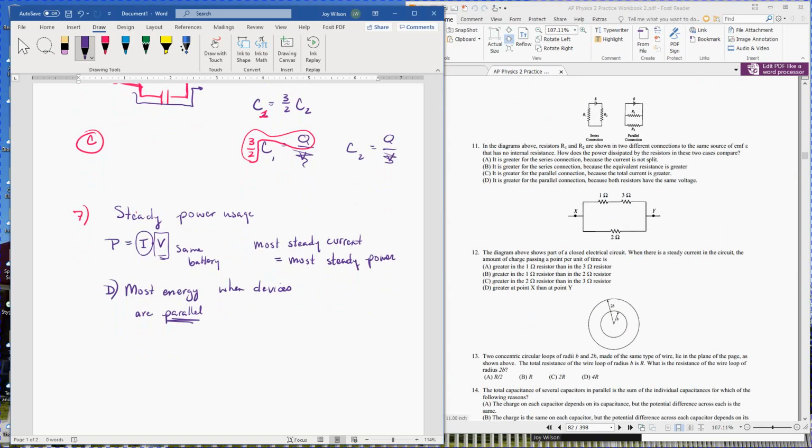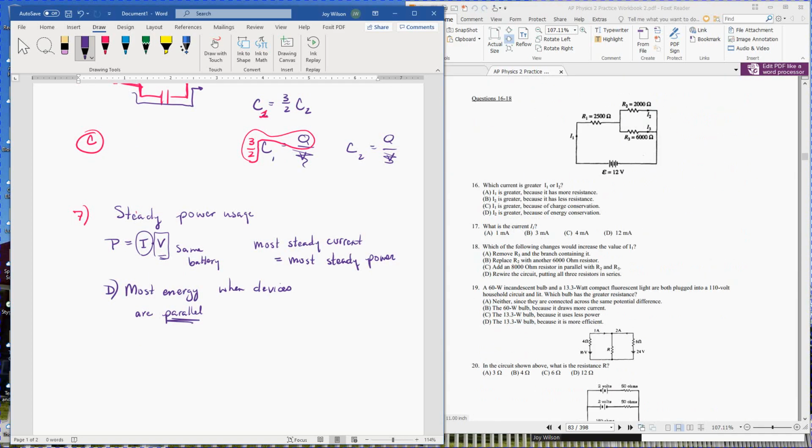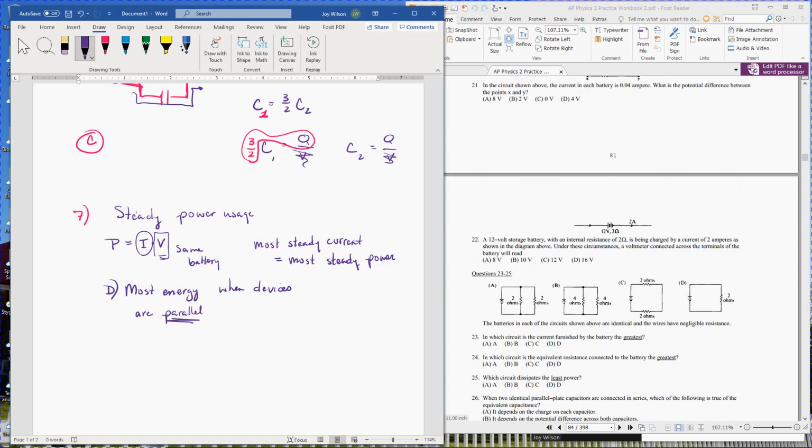Okay, back to our capacitors. Let's find us a capacitor problem.